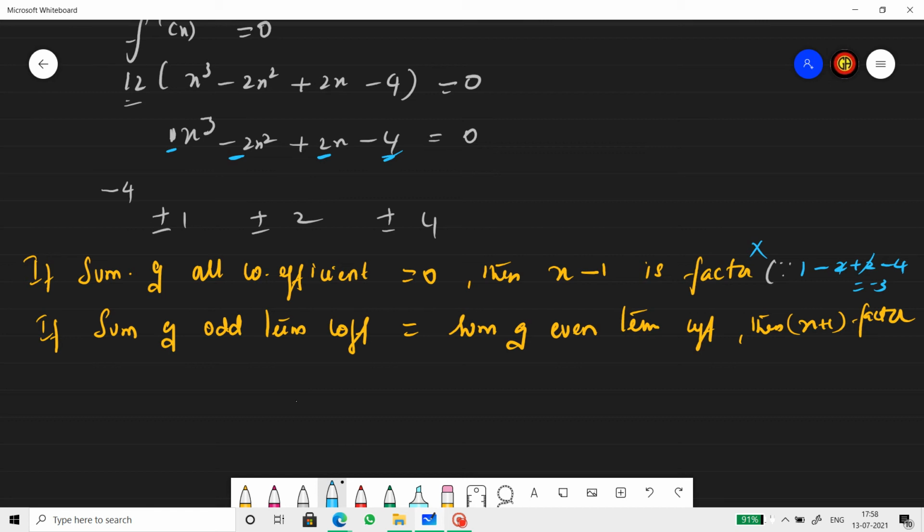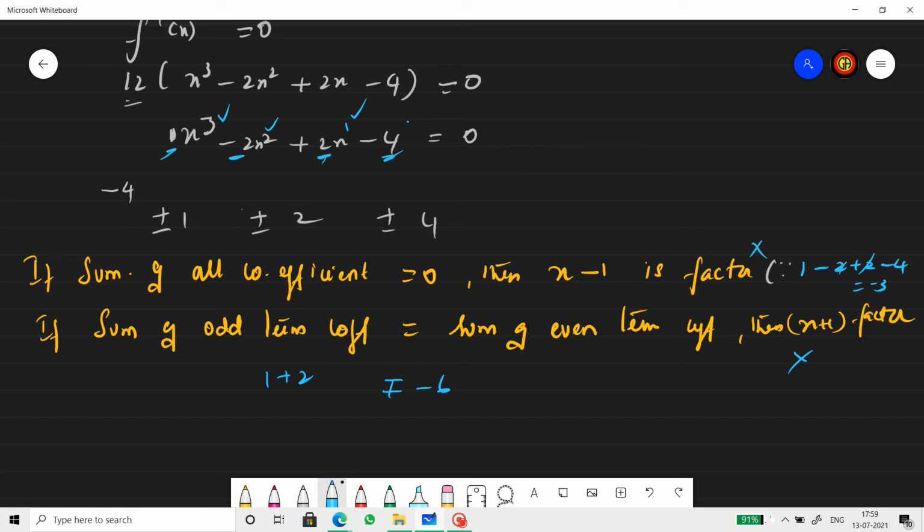Then odd term and even term. What are odd? X cube is odd. X power 1 is odd. The coefficients are 1 and 2 there. So 1 plus 2. Whereas x square is even, constant is even. And minus 2 and minus 4, that's minus 6. That's not equal. 3 is not equal to minus 6. Therefore, x plus 1 is also not a factor here. So we fail in both the tests.